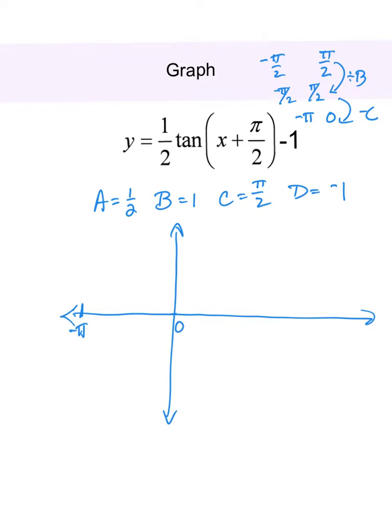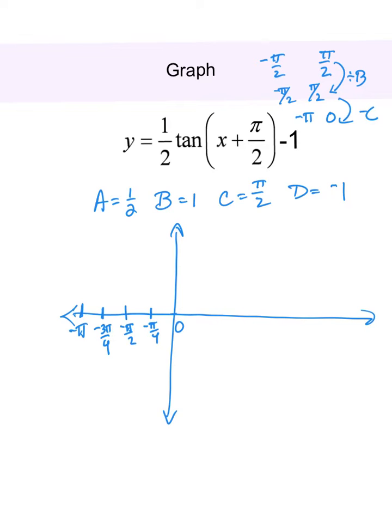The next thing I'm going to do is divide this up into quarters. So first I'm going to find my midpoint. It's halfway between 0 and -pi, so that's -pi over 2. Then I have to find two more midpoints. Halfway between 0 and -pi over 2 is -pi over 4. And then halfway between -pi and -pi over 2 is -3 pi over 4.